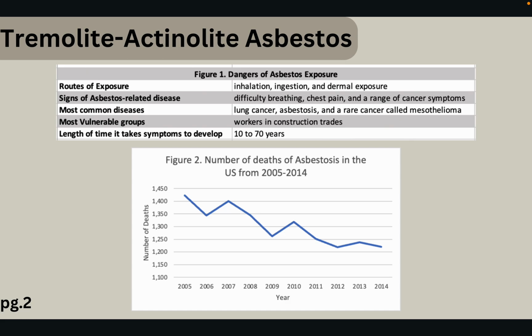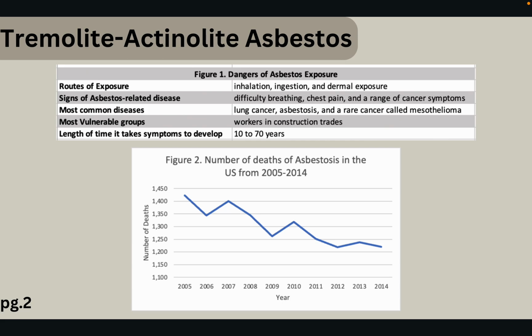Asbestos is a carcinogen that an individual can be exposed to through inhalation, ingestion, and dermal contact. If exposed to asbestos, it can cause difficulty breathing, chest pain, and a range of other cancer symptoms. The most common diseases that can result from asbestos exposure are lung cancer, asbestosis, and a rare cancer called mesothelioma. Other forms of respiratory diseases and cancers can result from exposure as well. It can take anywhere from 10 to 70 years for those chronic diseases to develop.